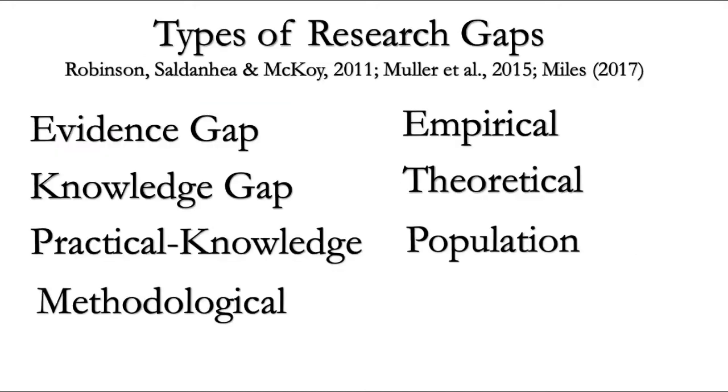So according to Robinson, Saldanha, and Macquarie 2011, including Mueller et al. 2015 and Miles 2017, there are 7 types of research gaps. Number 1, we have the evidence gap, knowledge gap, practical knowledge, methodological, empirical, theoretical, and population.